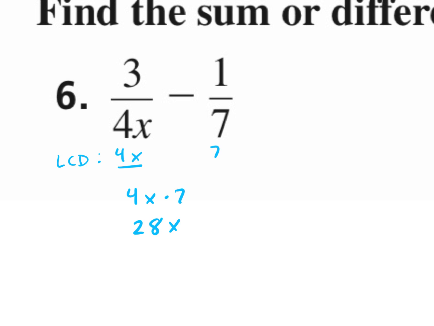So now we multiply by what's missing. So if in the denominator here I have 4x, so what's missing? 7. So I multiply the top and the bottom by 7. So I really only care about the top. Let's do the same thing with our fraction on the right. I have 7 in my denominator, so what's missing? 4x. So I have to multiply the top and the bottom by 4x.